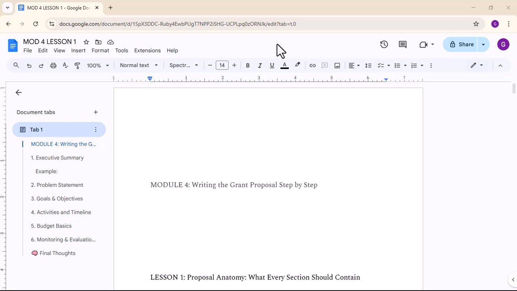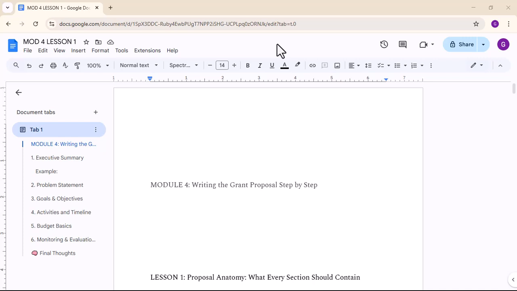Welcome to lesson 1 of module 4 of our grant writing training brought to you by Grant Database. In this module 4, we are looking at writing the grant proposal step by step. And the first lesson here is we're going to be looking at proposal anatomy and then looking at what every section should contain in your proposal that you'll be drafting.